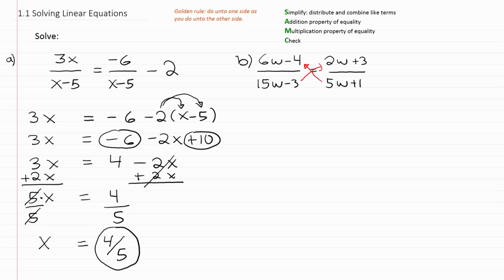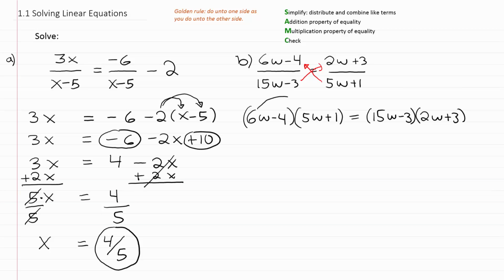And what that's going to end up giving us then is 6w minus 4 times 5w plus 1, and that will be equal to 15w minus 3 times 2w plus 3. So basically it's the denominator of one fraction multiplied by the numerator of the other on each side of the equation. Alright, from here let's go ahead and distribute and combine like terms.